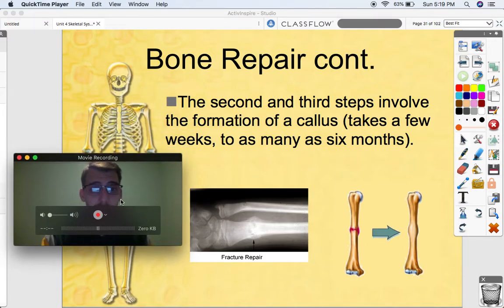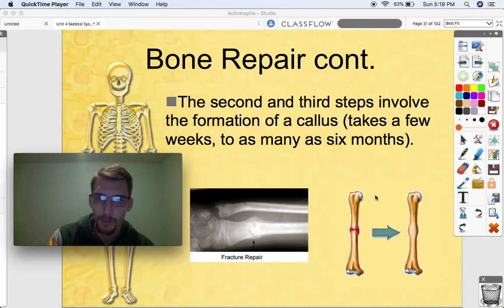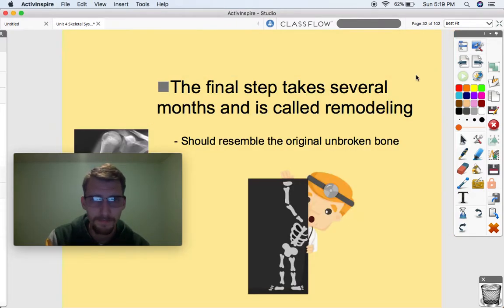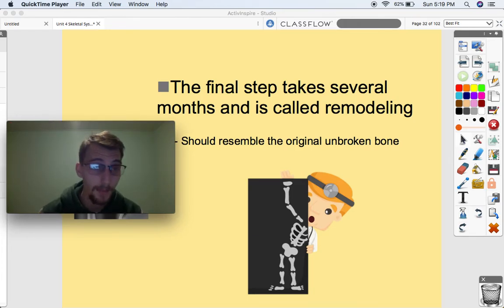The second and third steps involve the formation of a callus. So here's the hematoma. It's a blood clot trying to hold this whole thing together, and it eventually will become ossified, and this little knob here is what's known as a callus, and that's evidence of a fracture repair. It's going to take up to a few weeks to as many as 6 months, depending on how serious the fracture is. And then the final step, of course, is the remodeling. By breaking down the old stuff and bringing in the new stuff, just as we were talking about before, over time that callus should become pretty close to the original unbroken bone.